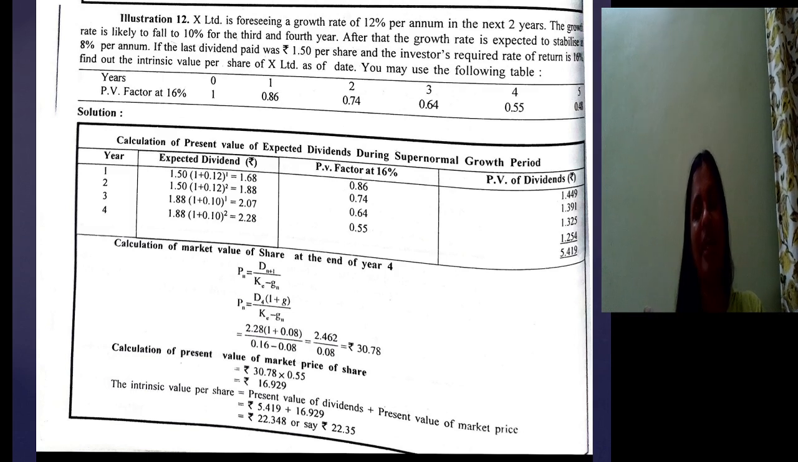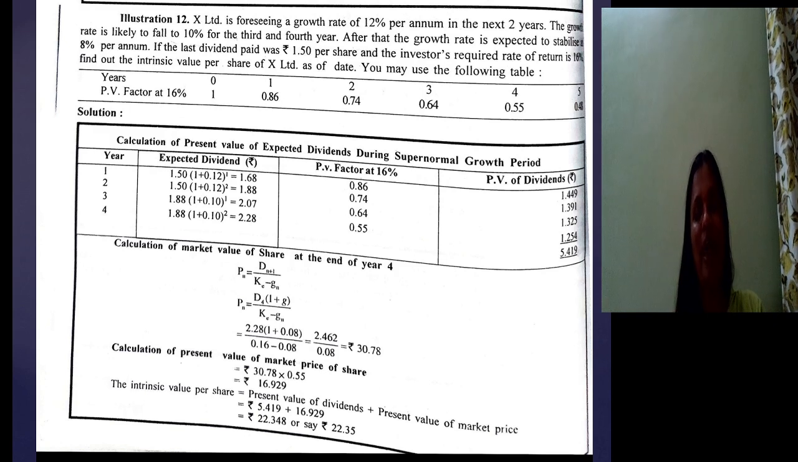We need to calculate the present value of this market price. Present value of this market price is market price into present value factor at the end of 4th year, that is 0.55, which will arrive as 16.929. So, intrinsic value is always present value of dividend plus present value of market price. Present value of dividend we calculated as 5.419 and present value of market price we calculated as 30.78. The answer is not 30.78, it is 16.929.